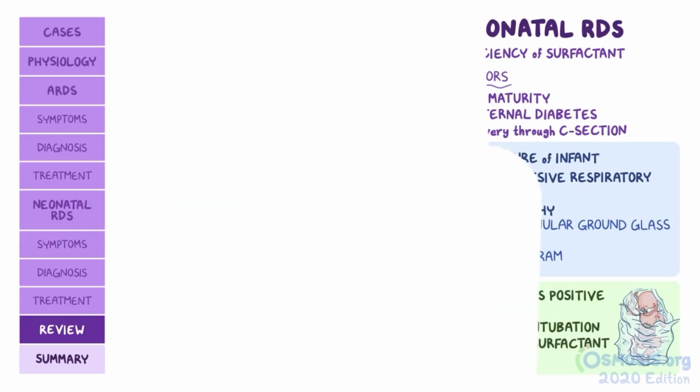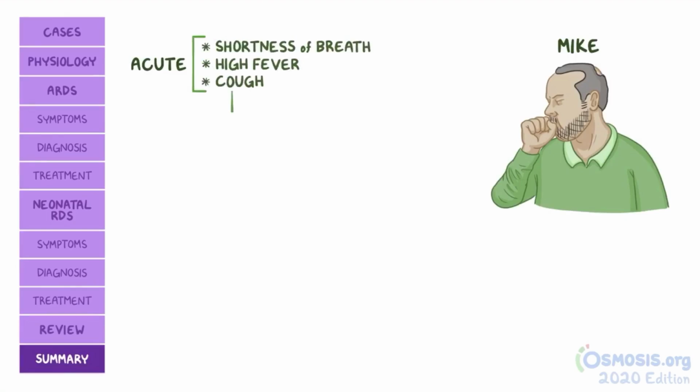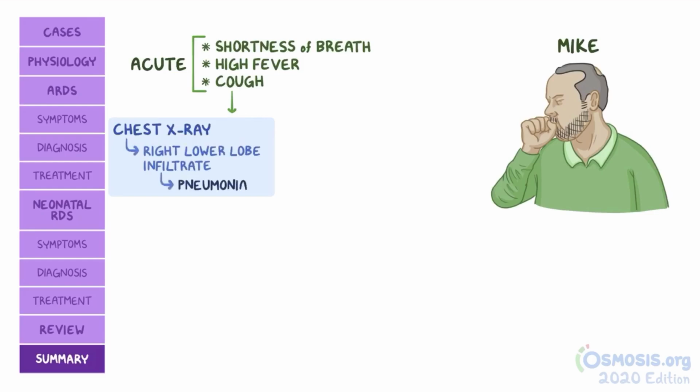Now back to our cases. So Mike presents with acute onset of shortness of breath, high fever, and cough, which together with the chest x-ray showing a right lower lobe infiltrate led to a diagnosis of pneumonia. He was then started on intravenous antibiotics, but his respiratory symptoms only got worse. The next day, Mike developed hypoxemia and septic shock despite appropriate treatment.